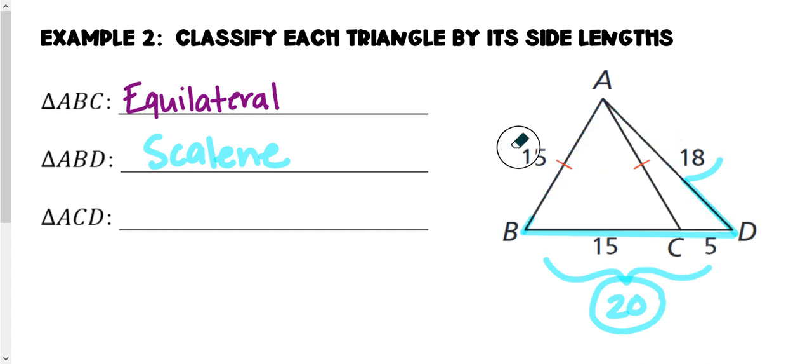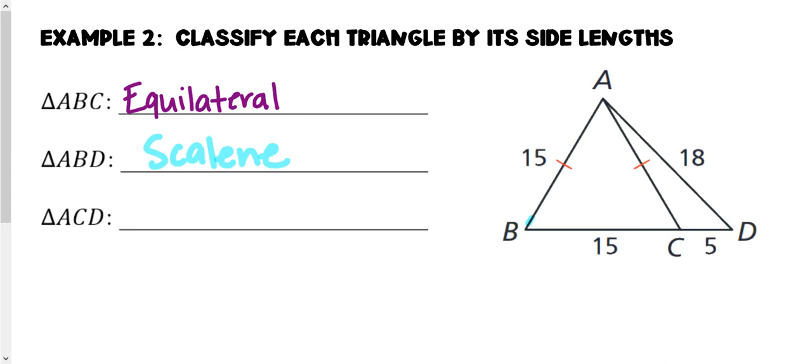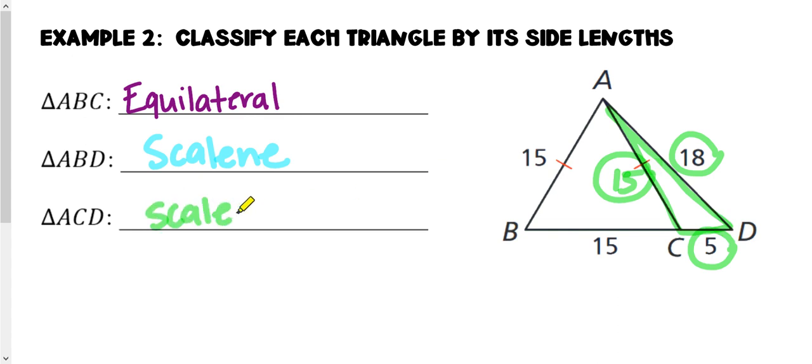All right, then our last one, triangle ACD. So ACD, this small triangle over here. We've got AD is 18, CD is 5, and then AC is 15 from before when we had the congruent tick marks. So 15, 18, 5. Again, all three are different. So that's another scalene triangle.